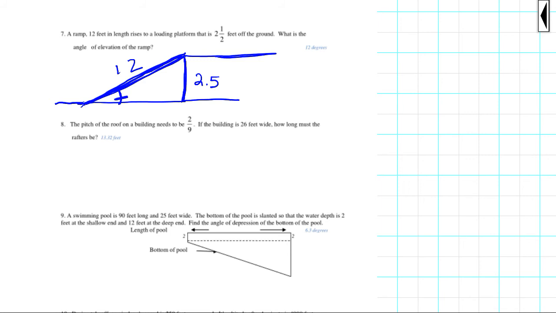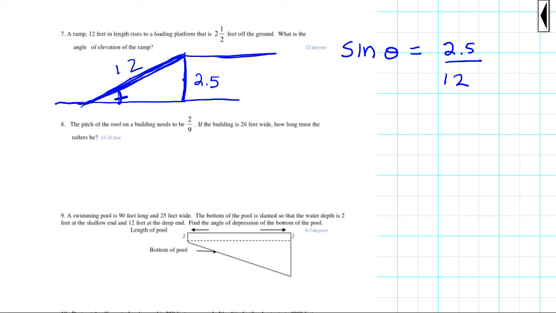So therefore we say, well, we want to know the angle. We know the length of the side opposite. We know the length of the hypotenuse. So whenever we've got opposite and hypotenuse, we're talking about sine. So the sine of the angle is equal to the length of the side opposite, which is 2.5, divided by the length of the hypotenuse, which is 12.